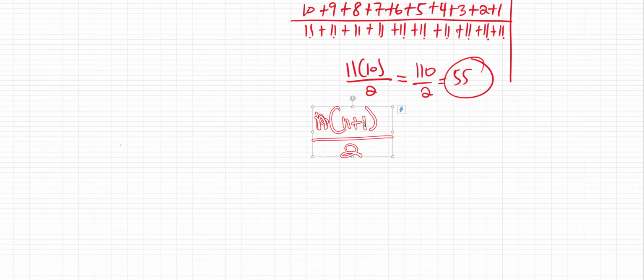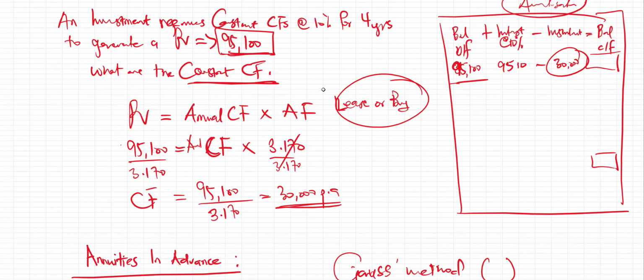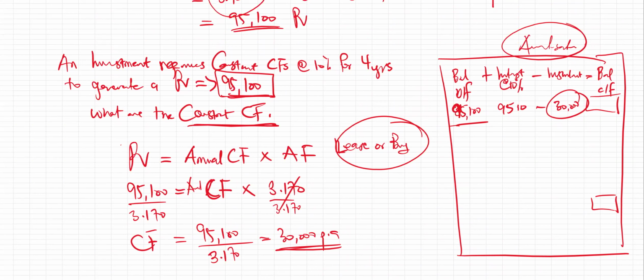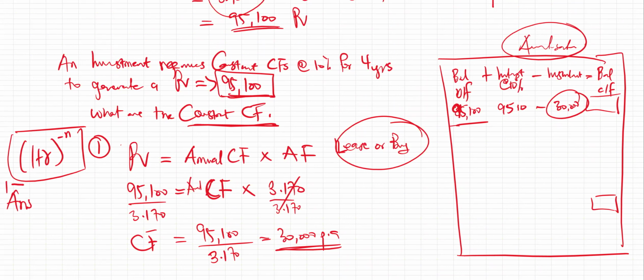Don't worry, no one will bother asking you this annuity formula derivation. If you cannot keep the formula in your head, I gave you a short way to work on your calculator. You remember? I said do 1 plus r raised to the power negative n on your calculator. That's step 1. Then say 1 minus answer. That's step 2.